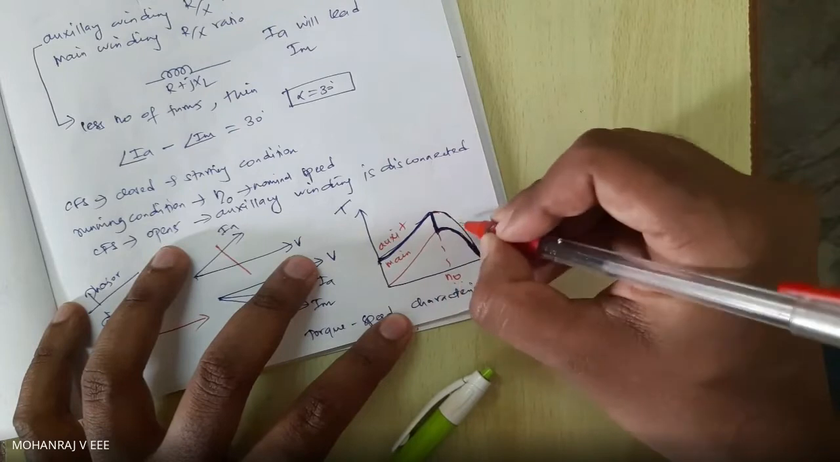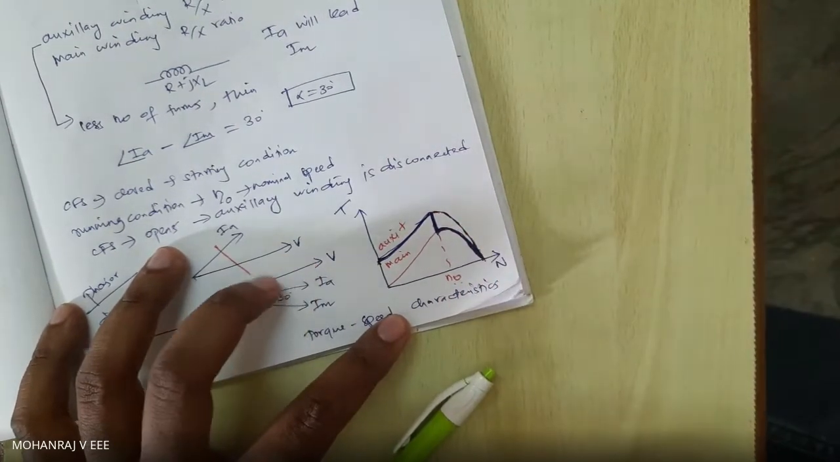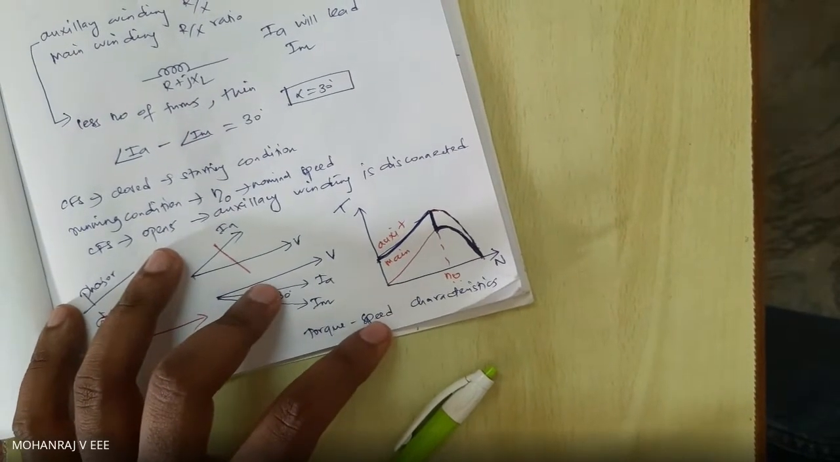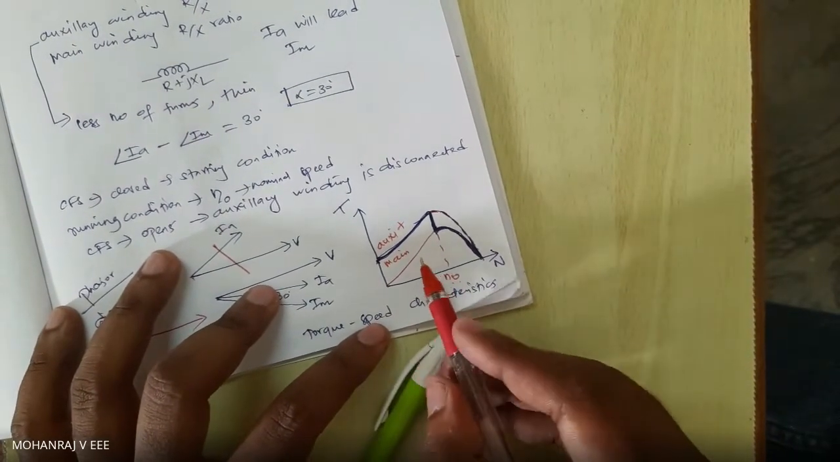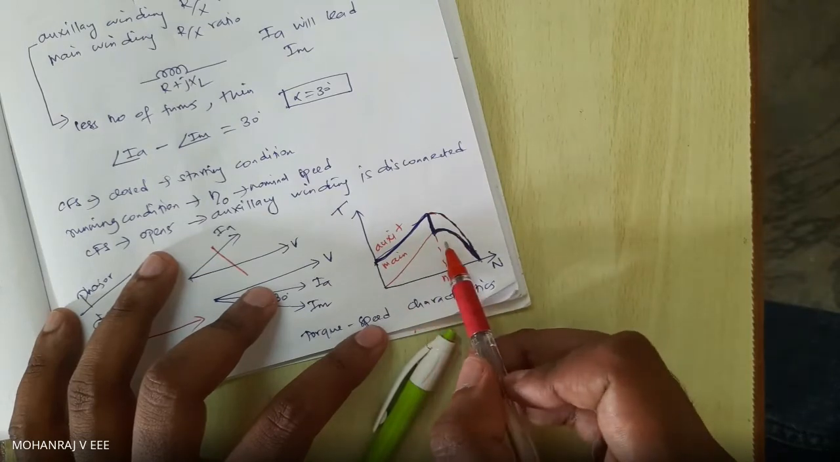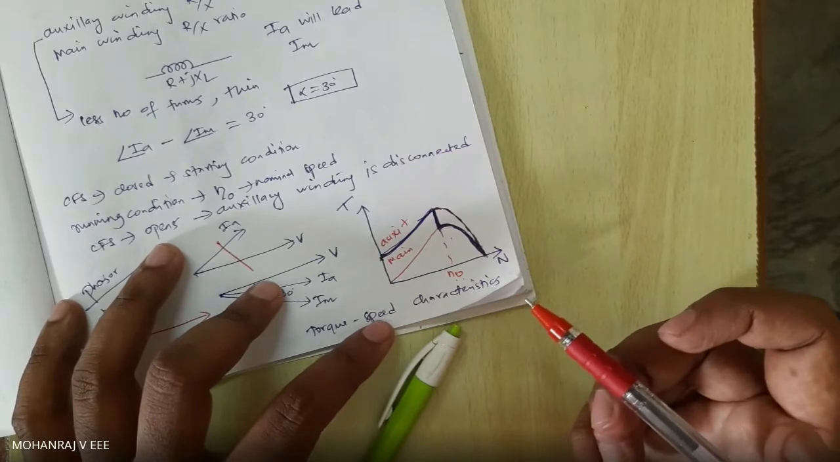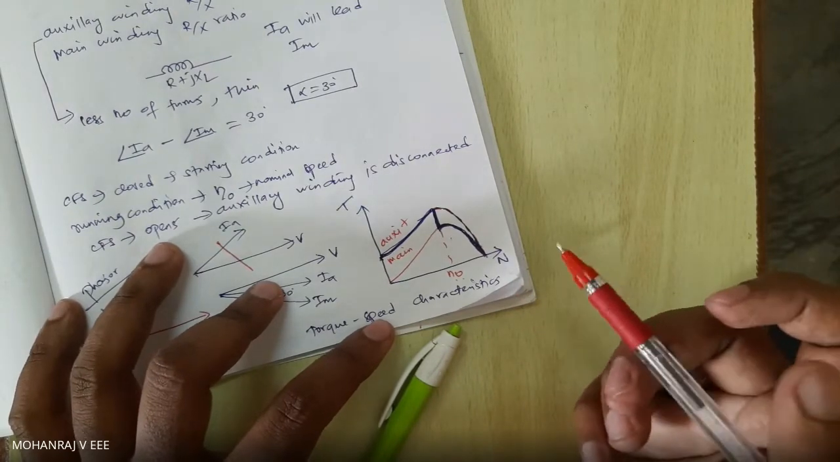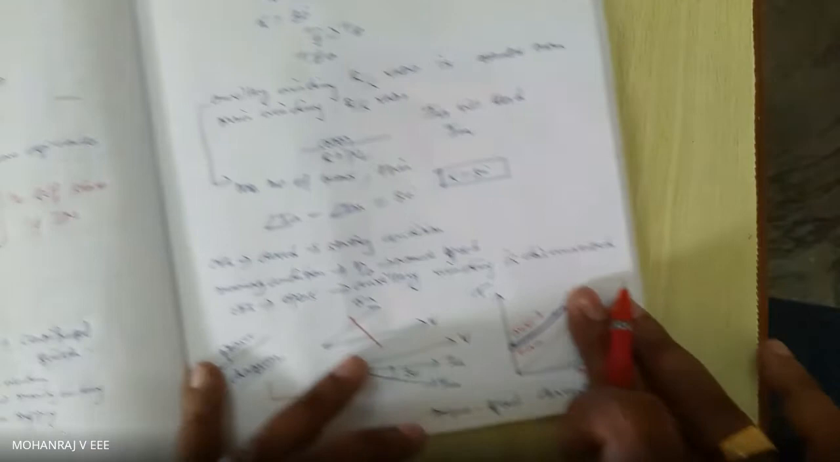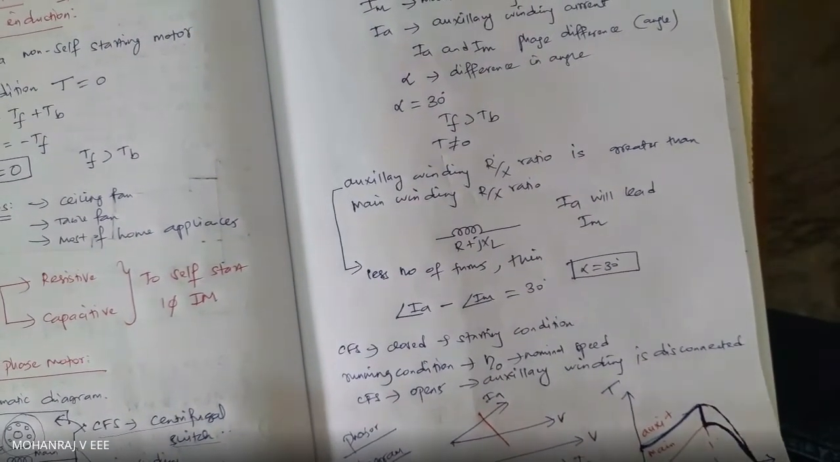See, this is for both, when you have a combination of main winding as well as auxiliary winding. But after N0, you will have only main winding. This is for main winding alone. So the dark portion is the actual torque speed characteristics of the resistive split phase motor. So this is one type of self-starting single phase induction motor.